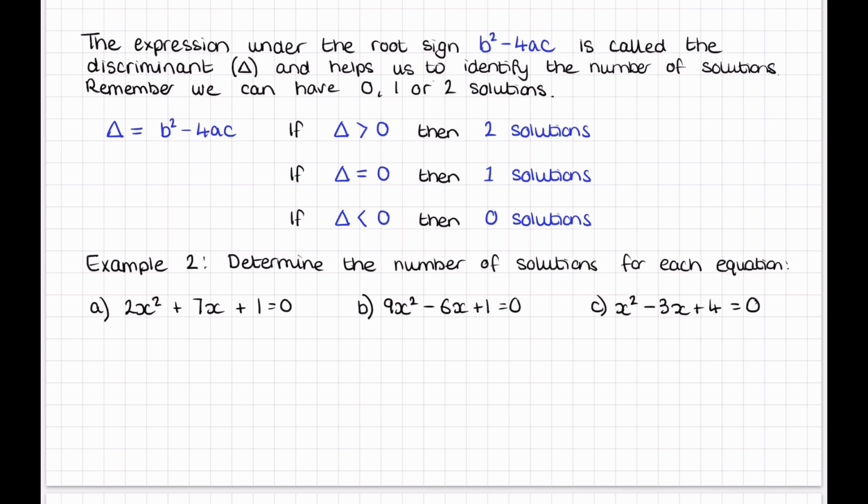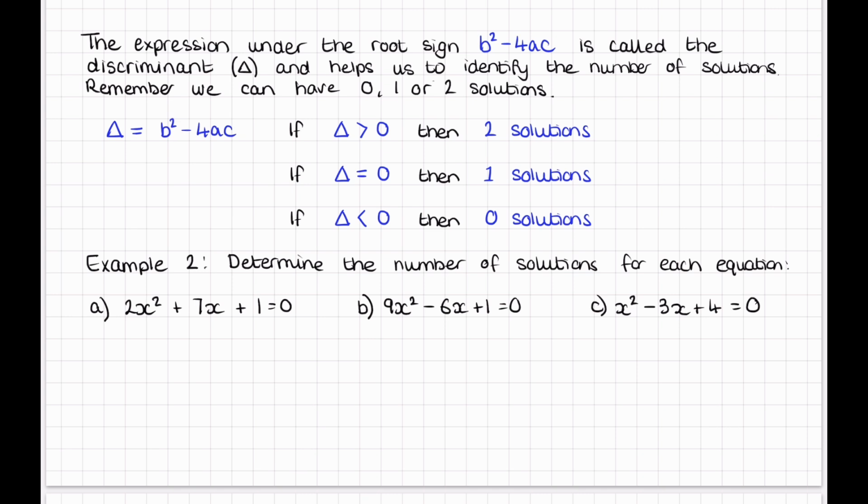The reason for this is all because of the square root part. If it is greater than 0, it means we can use the plus or the minus. If it equals 0, then the plus or minus doesn't matter because it's just 0, the square root of 0 is 0. Then if it's less than 0, we're trying to do the square root of a negative number, which isn't possible, which is why there are no solutions.